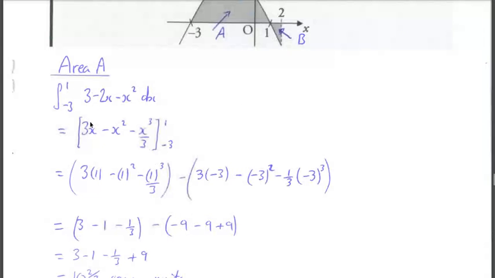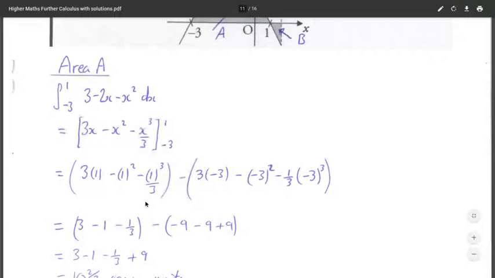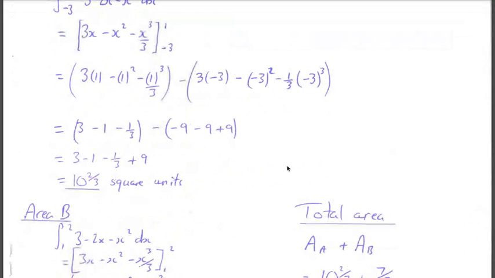So integrate 3, we get 3x, integrate 2x, we get x squared, integrate x squared, we get 1/3 x cubed, or x cubed over 3. Substitute in our upper limit, substitute in our lower limit, evaluate, tidy it up, and we get 10 2/3 square units.